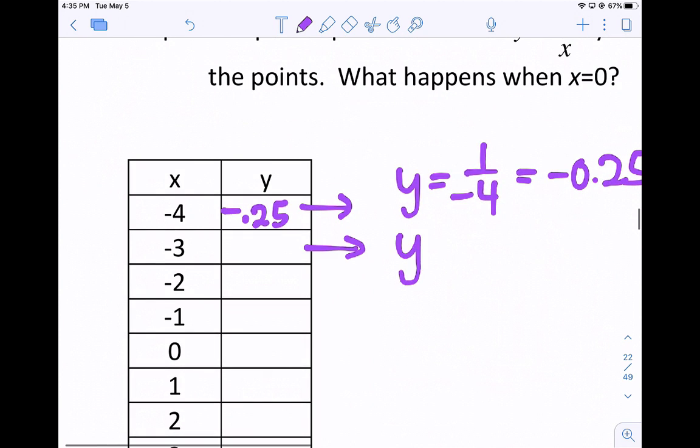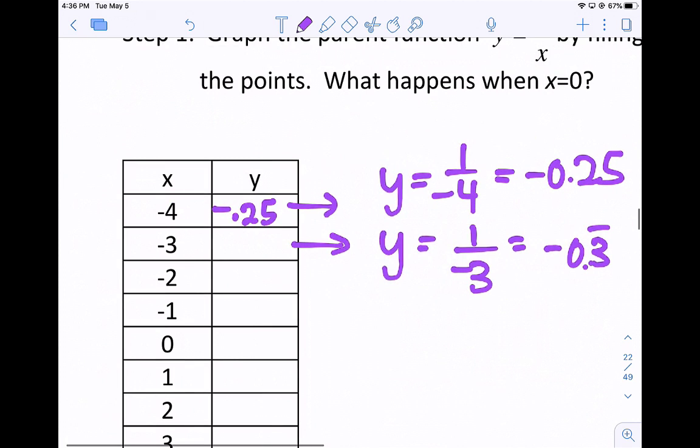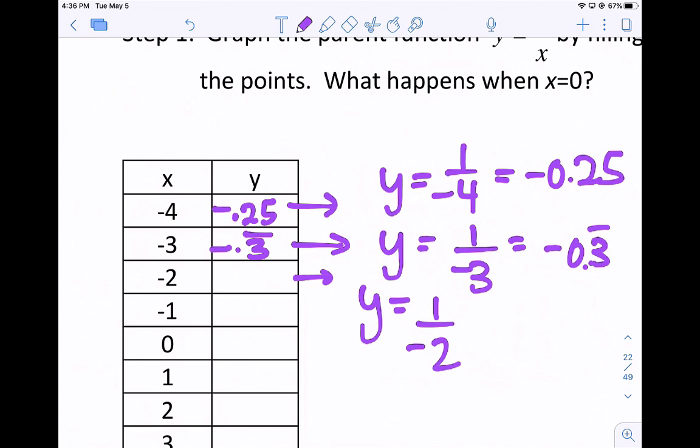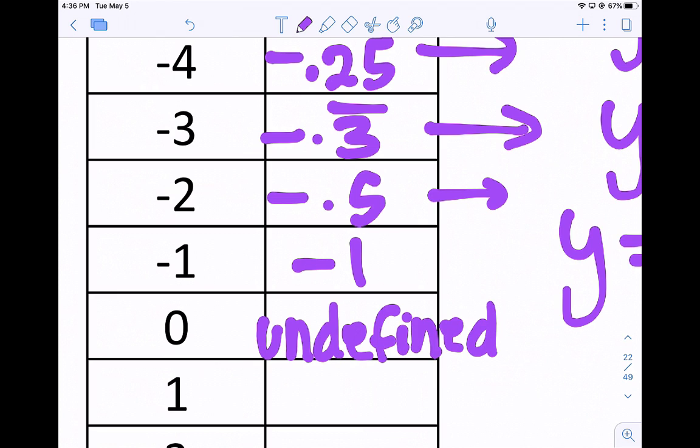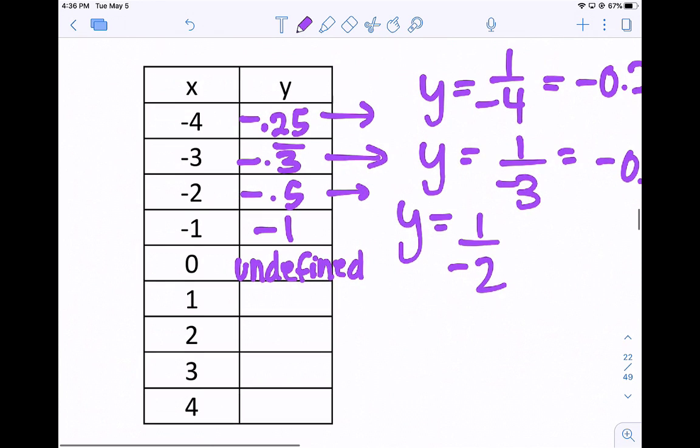And our second table value, it's 1 over negative 3, which is negative 0.3 repeating. In our next value on our table, we have 1 over negative 2, which is negative 0.5. Our next one is 1 divided by negative 1, which is negative 1. 1 divided by 0 is undefined. Again, we've talked about this in class, at least I think I did first semester, where you can't divide by 0 because the number is just so big, it's undefined. So I'll write that there.